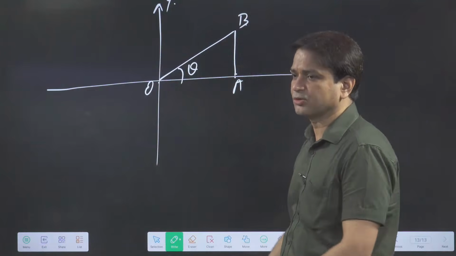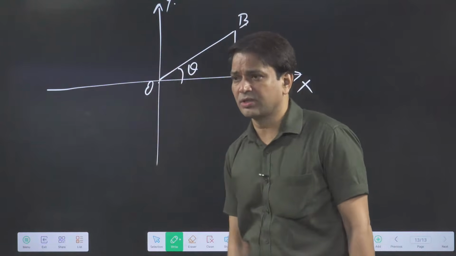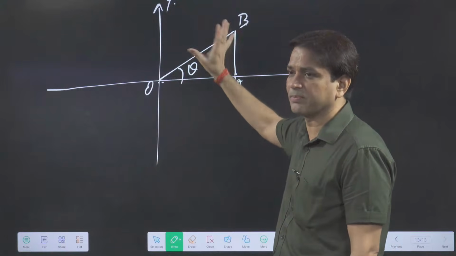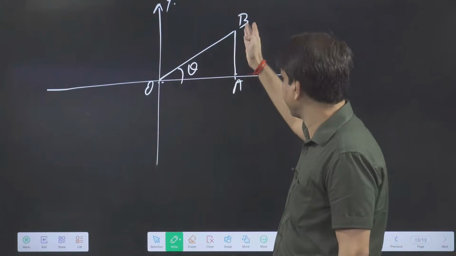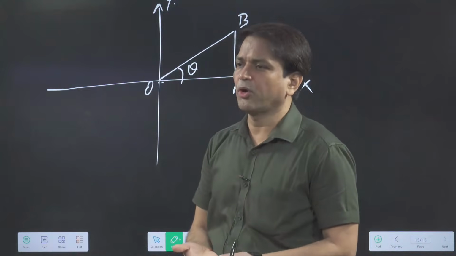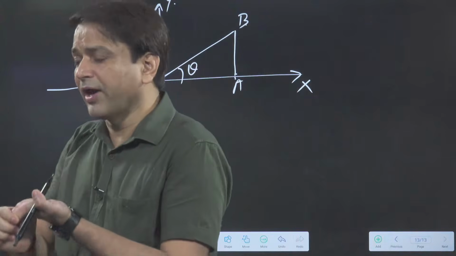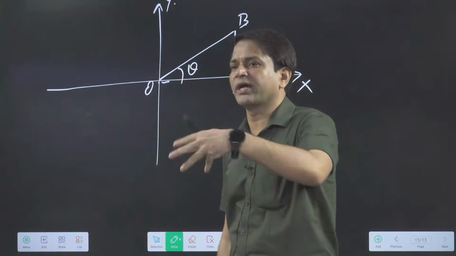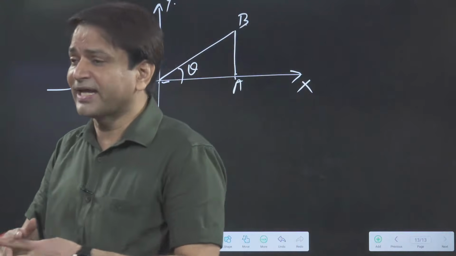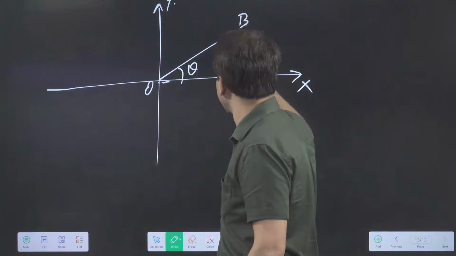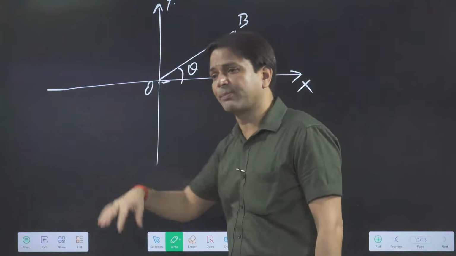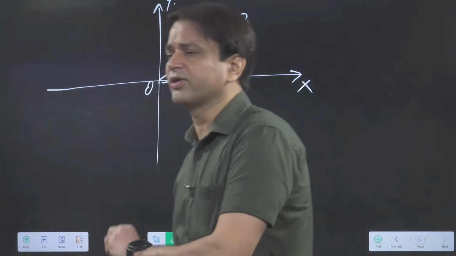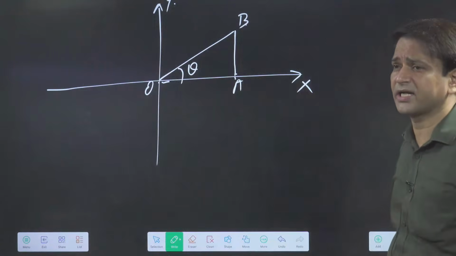If I say sine theta, you will say AB upon hypotenuse. Base and perpendicular are both positive, and the hypotenuse is the square root of base squared plus perpendicular squared. So sine theta is AB upon OB. AB is positive, so sine theta is positive. Cos theta is adjacent upon hypotenuse. OA is positive, so cos theta is also positive. Tan theta is opposite upon adjacent. Perpendicular and base are both positive, so positive upon positive gives positive. So tan theta is also positive. That's why in the first quadrant all trigonometric ratios are positive.